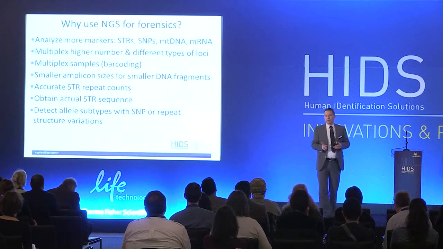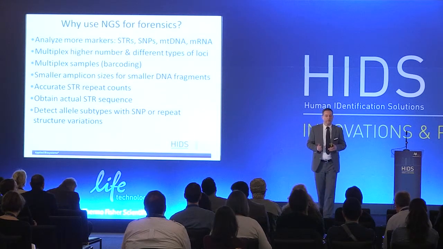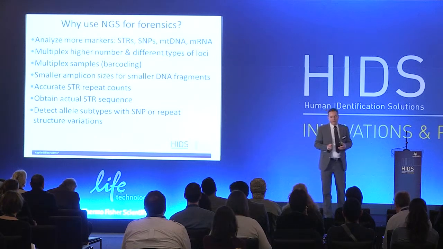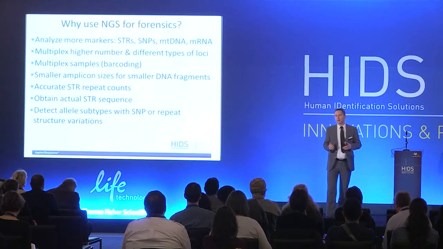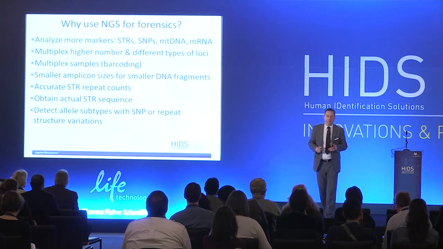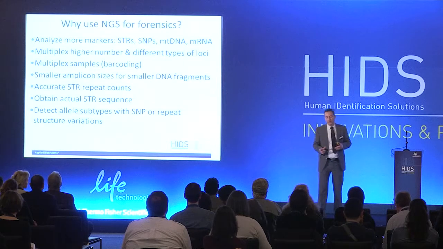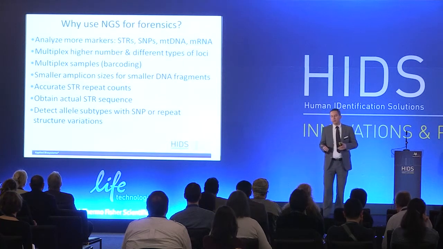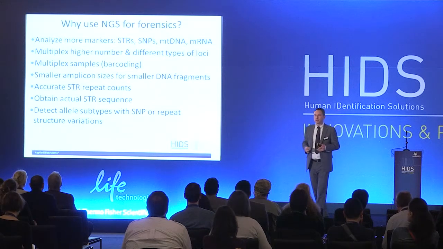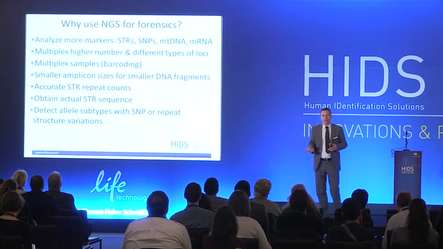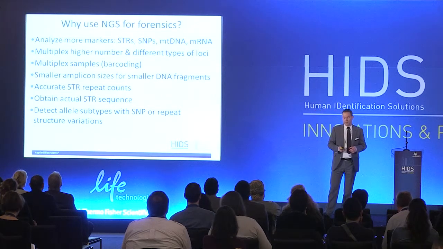And then especially if you look at analyzing STRs with NGS, you will get more information, more accurate STR repeat counts. You will get more information about the repeat structure. And you'll also be able to detect allele subtypes, so SNPs in the flanking region or different repeat motifs in the STR.